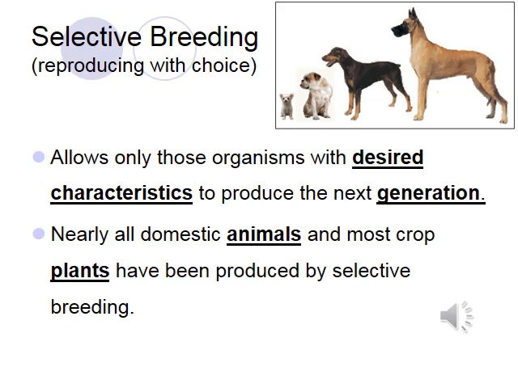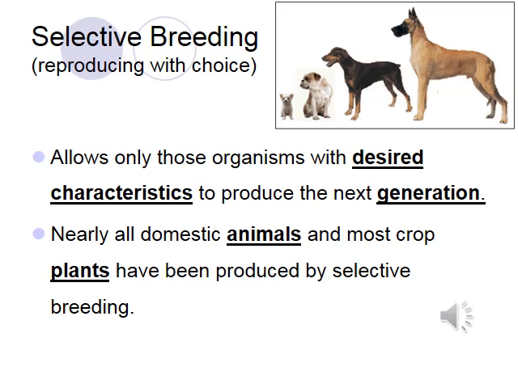So, selective breeding. Today we're going to be talking about what we do in order to change what nature gives us to fit our needs better. Selective breeding is reproducing with choice and only allows those organisms with desired characteristics to produce the next generation. So, in selective breeding, only certain individuals will be allowed to produce organisms for the next generation.